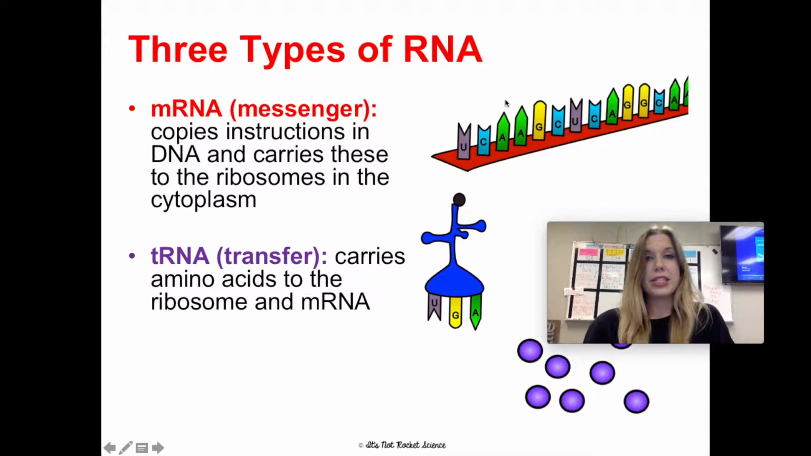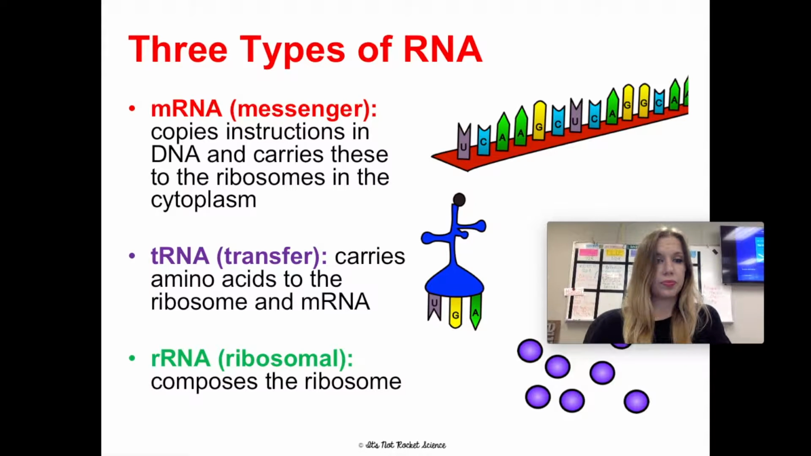Okay, the second type of RNA is called transfer RNA, or tRNA, and this type of RNA carries amino acids to the ribosome and the mRNA. So right here is our tRNA molecule. It has 3 nucleotides of RNA attached to it, and over here it is carrying an amino acid. This is going to be important when we get to the ribosome and begin step 2, which is translation.